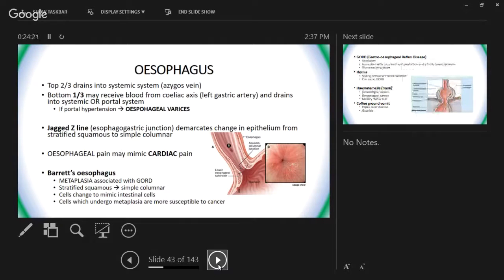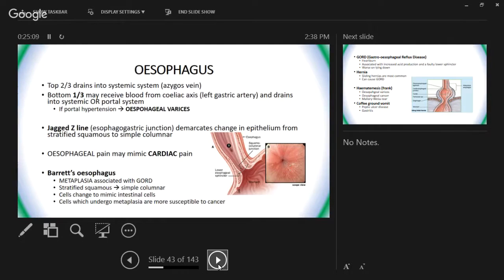So important things about the esophagus, I reckon: the top two thirds are about the drainage system and nervous system, but the lower third is where the start of your portal system is. That change is a portocaval anastomosis as well, which is important because with portal hypertension you get that reversed flow of blood, which can give you esophageal varices. We'll go to that a little bit later. You've got this jagged line, which is where the epithelium changes. And that should just be the end of the esophagus.